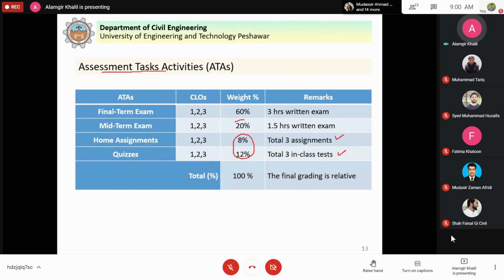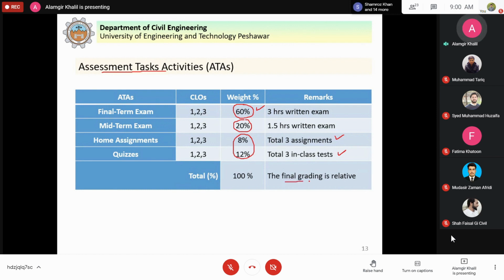And we have 20% weightage given to the midterm exam. If we have a physical exam, it will be a 1.5 hour written exam. And for the final term, the weightage is 60%, and it is a 3 hour written exam, and it will cover the full course. That's why the percentage is more.